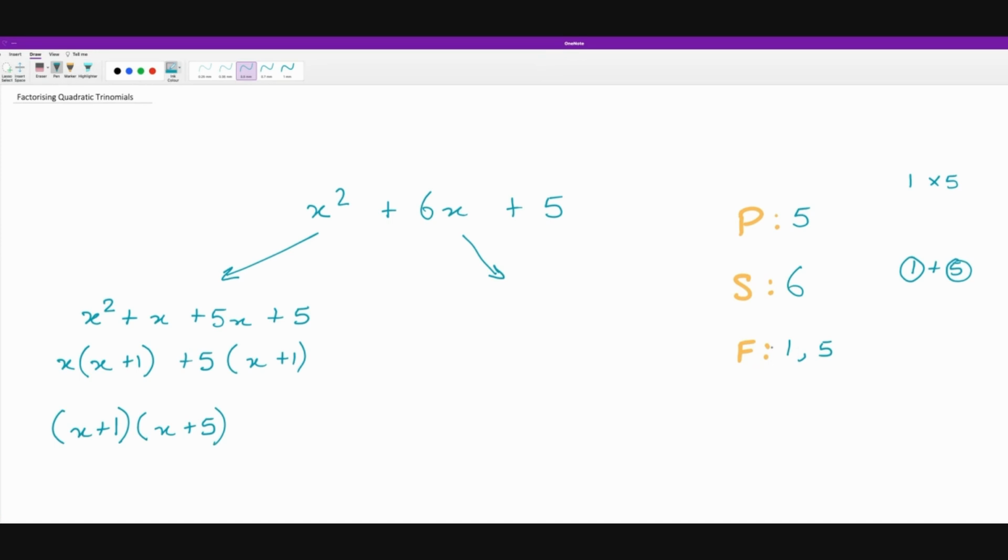If you know what your factors are, in this case plus 1 and plus 5, you can draw up your two brackets like this. You would have x in one and x in the other, and whatever your two factors are, you can insert them next to the x. So it would look like this. This is a plus 1, so you would put in plus 1 in your first bracket. You have another factor of plus 5, so you would put in plus 5 in the second bracket. And that is the quick method.